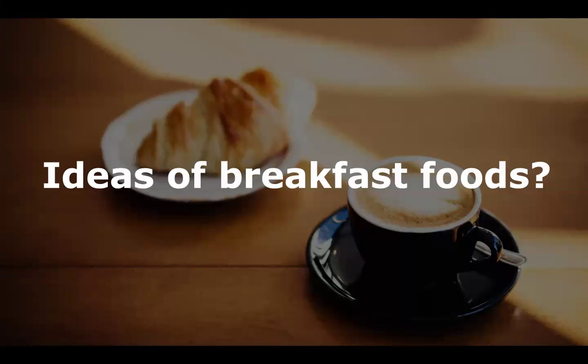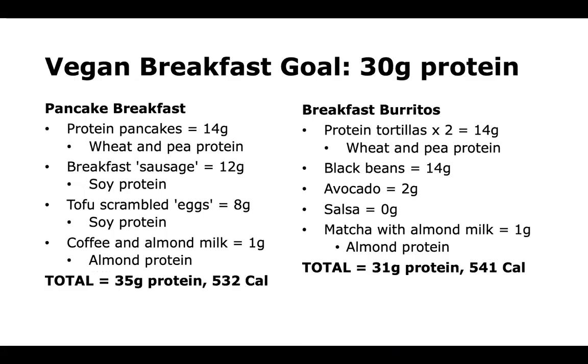So, ideas of breakfast foods. Vegan breakfast goal, 30 grams of protein. So, we can have a pancake breakfast: protein pancakes, 14 grams, so that has that wheat and pea protein in there. Breakfast sausage, 12 grams, so that's soy protein. Tofu scrambled eggs, 8 grams, and yet again, since it's tofu, it's soy protein. Coffee and almond milk, so that almond protein would give us approximately 35 grams of protein for that meal and 532 calories.